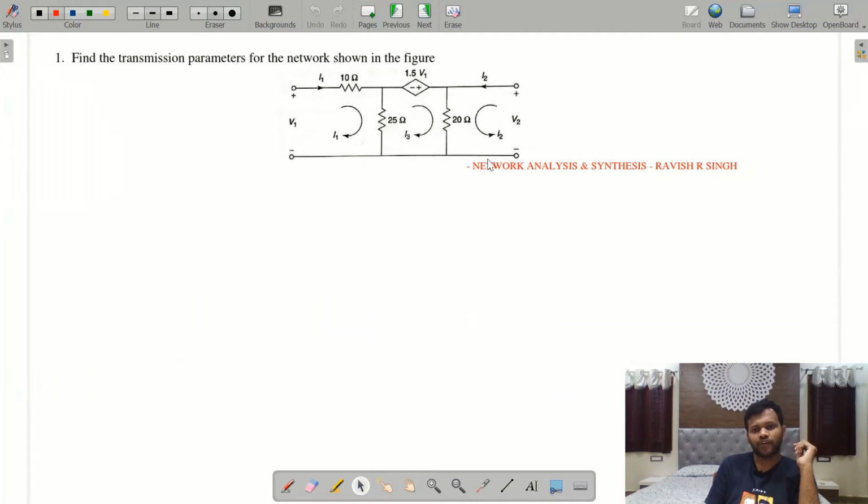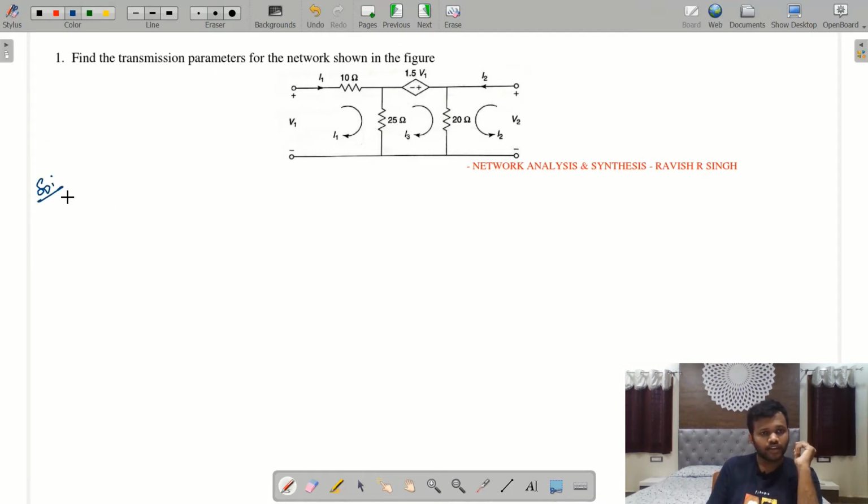This is the first problem we have taken from Network Analysis and Synthesis by Ravish R. Singh. So this is the first question. In what they are asking, find the transmission parameters for the network shown in the figure. So they have given a network and they are asking to find the transmission parameters. So, solution.